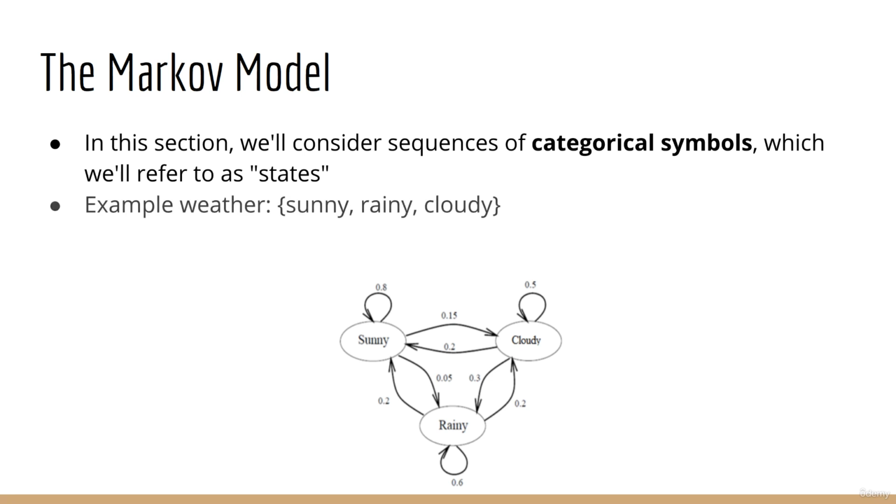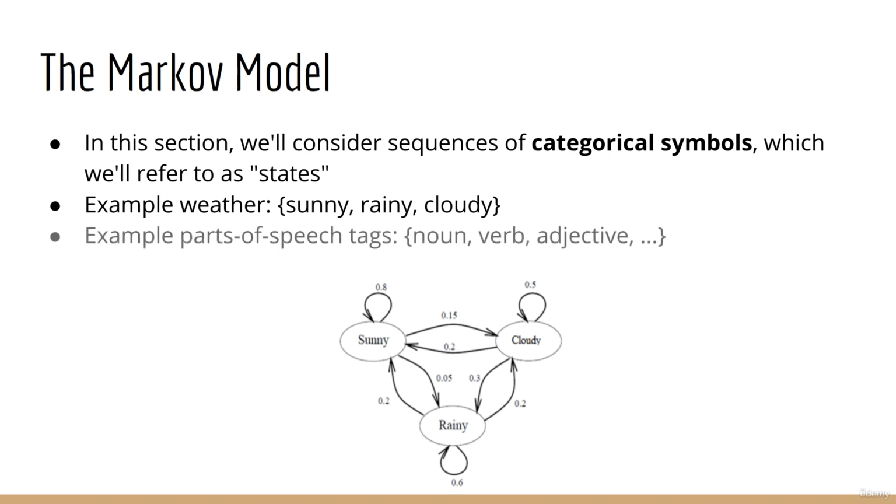So for example, if we're modeling the weather, we might have 3 states: sunny, rainy, and cloudy. If we're modeling language, then our states might be parts of speech tags, for example, noun, verb, adjective, and so forth. Okay, so these are examples of states, which are categorical symbols, and by creating a Markov model for these symbols, we will have a model for sequences of these states.